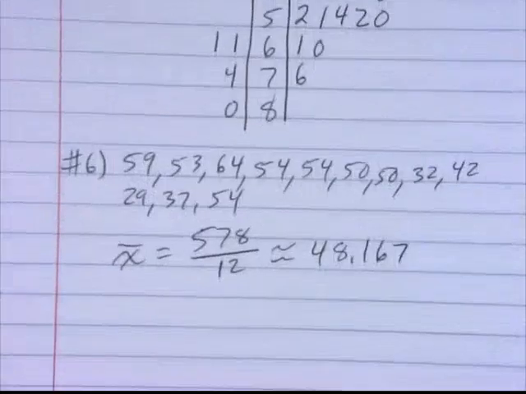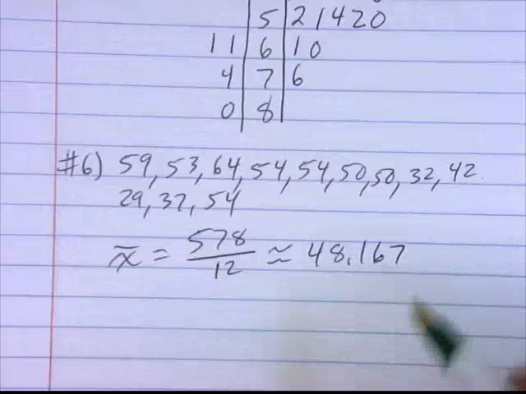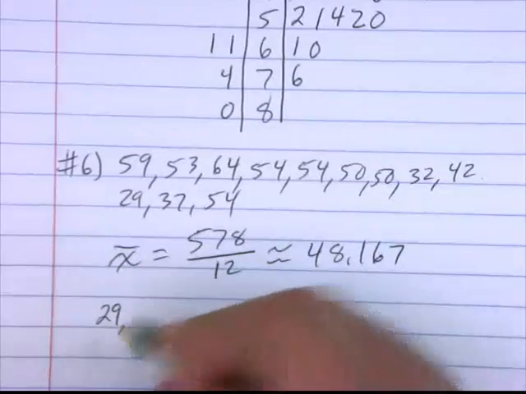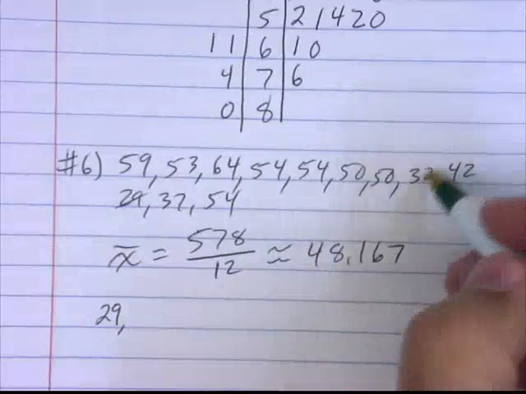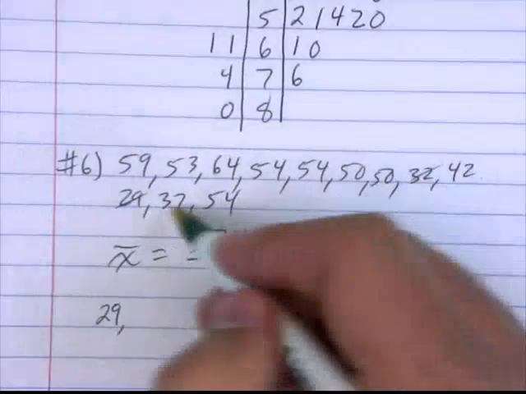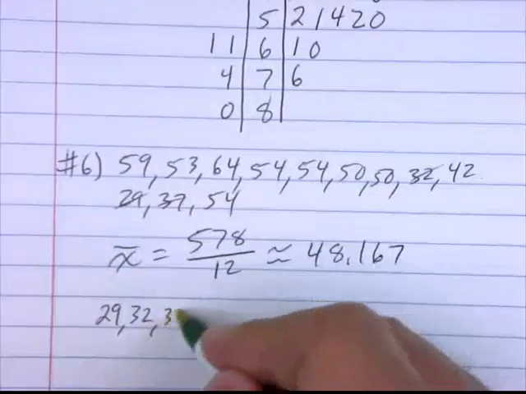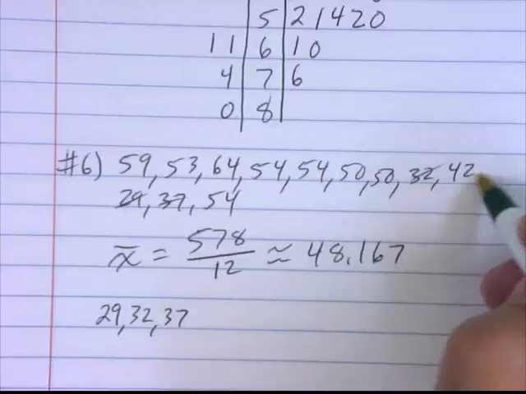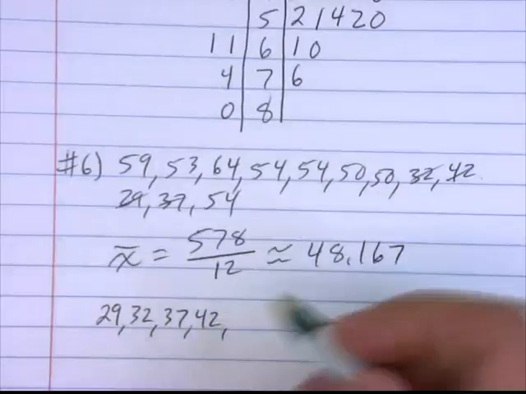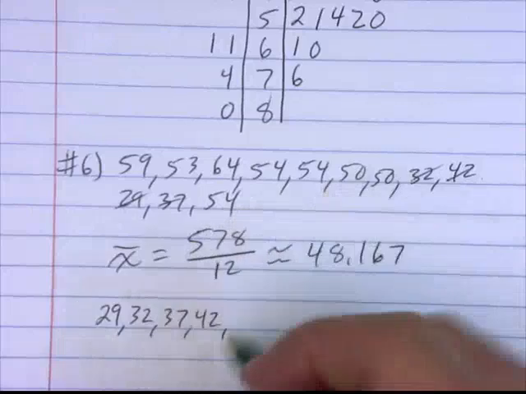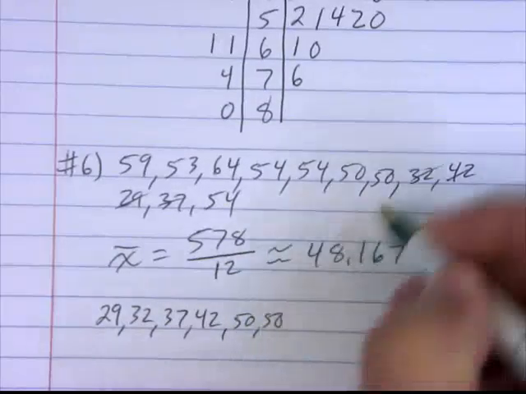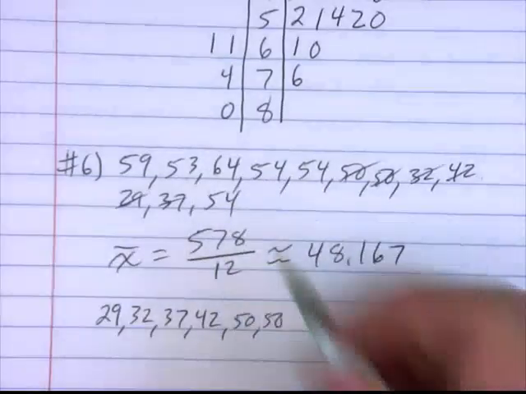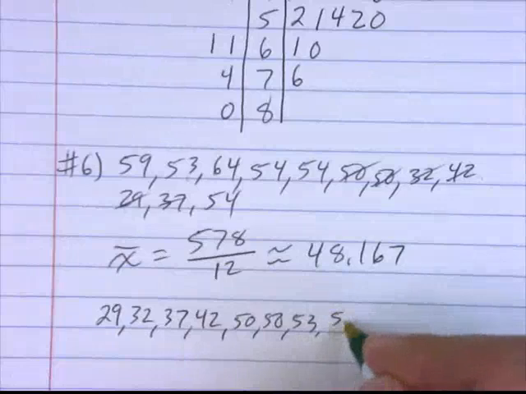Now for our median, what we need to do is take this set of numbers and put it in order from smallest to largest. So if we look at it, our smallest is 29. Then we have a 32 and a 37. And then we have a 42. And then we have two 50s. We have 53, and 3 54s.